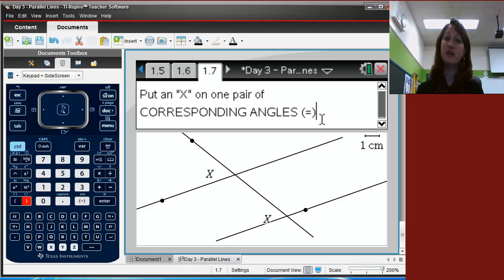Alright, so at this point you can hit Control S if you're working on your calculator. That's pretty much all that we need to talk about for today.